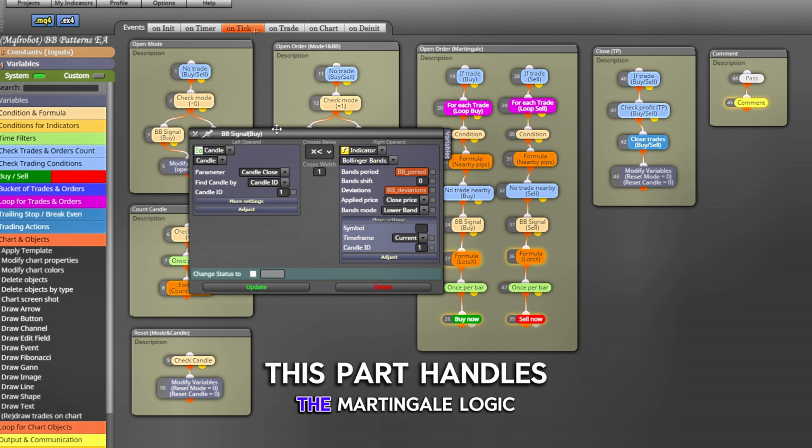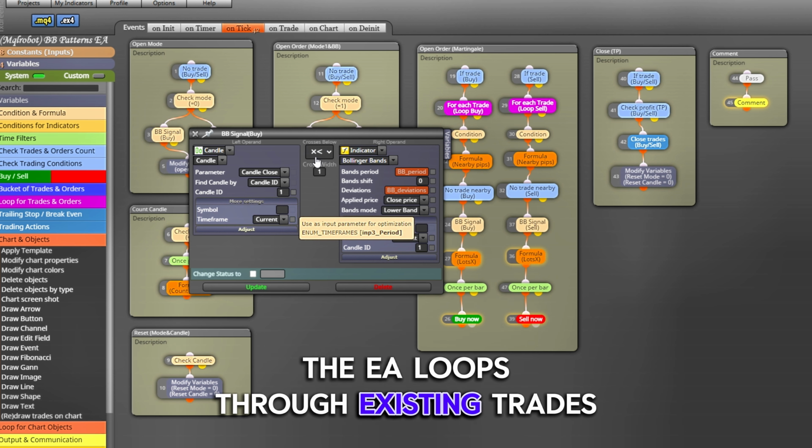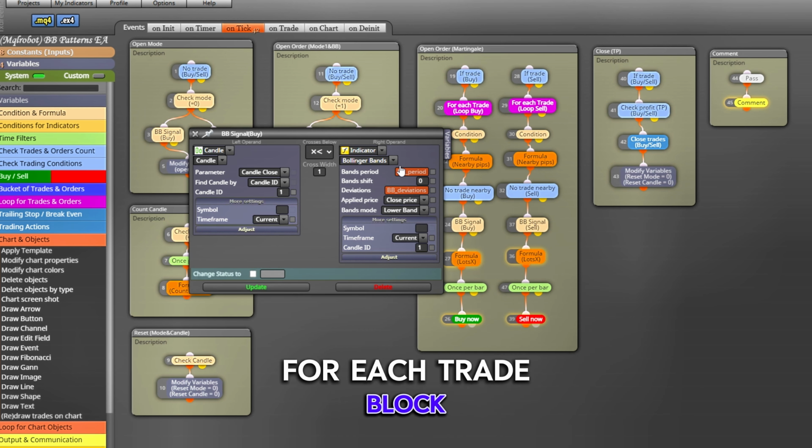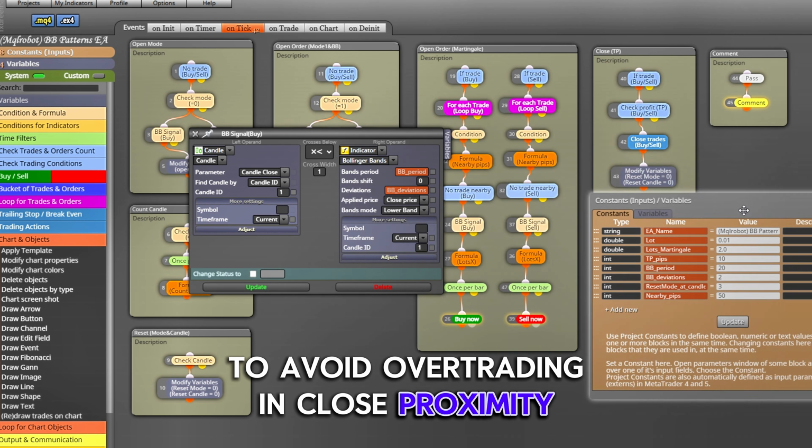This part handles the martingale logic. When there is already an open trade, the EA loops through existing trades using the For Each Trade block. It checks for nearby trade distances to avoid overtrading in close proximity.